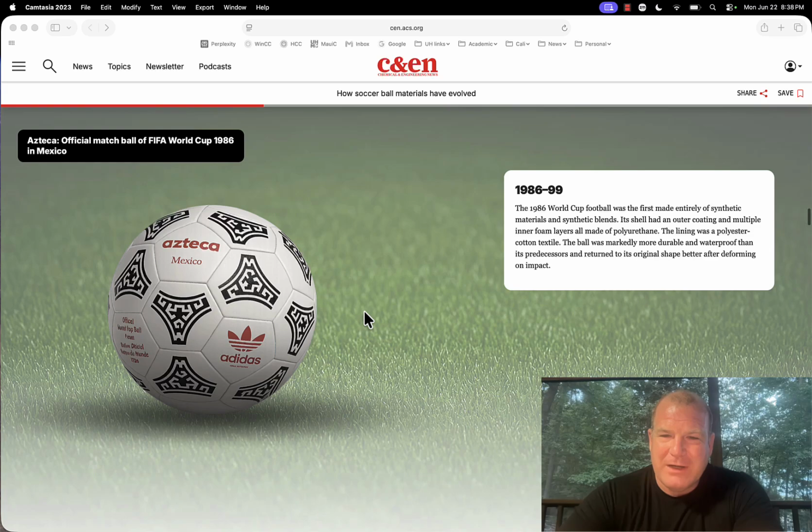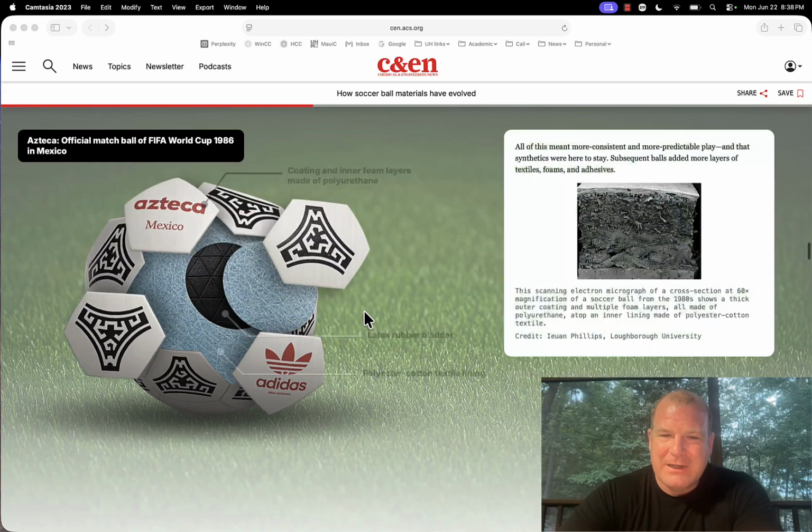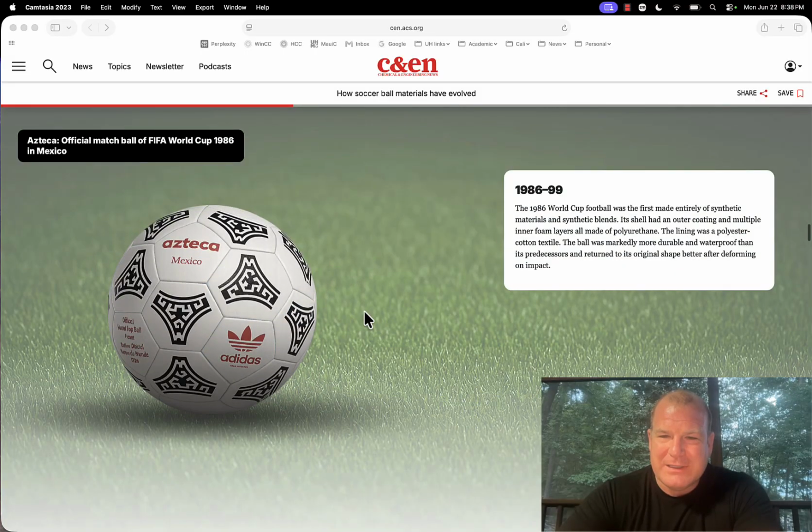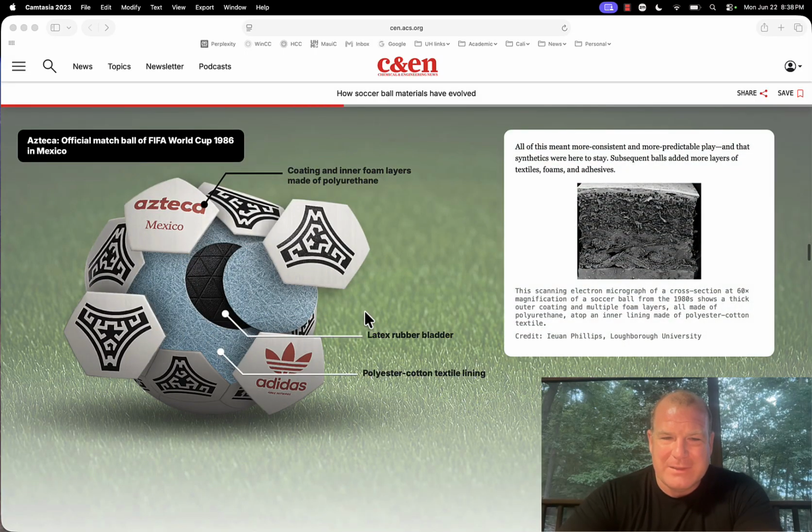So then let's move on and talk about 1986 to 1999. Okay, getting ahead of myself. Still a latex rubber bladder. That hasn't changed. Now we have polyester and cotton in there. So we've moved away from just cotton. Now we have polyester, and now it's no longer leather. Now it's polyurethane.